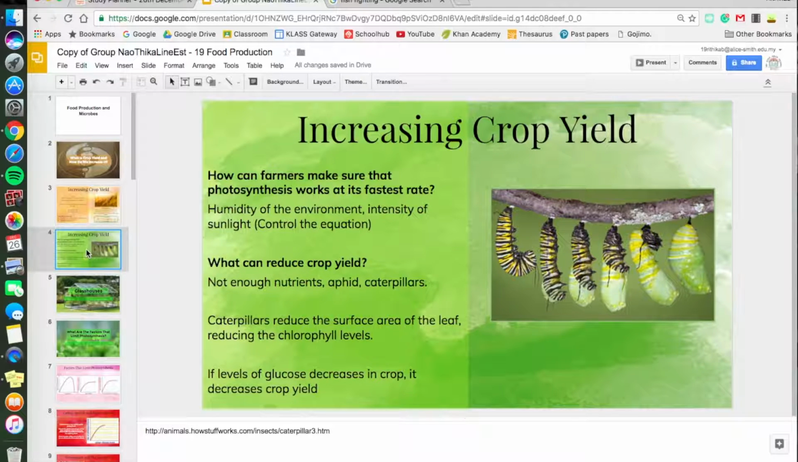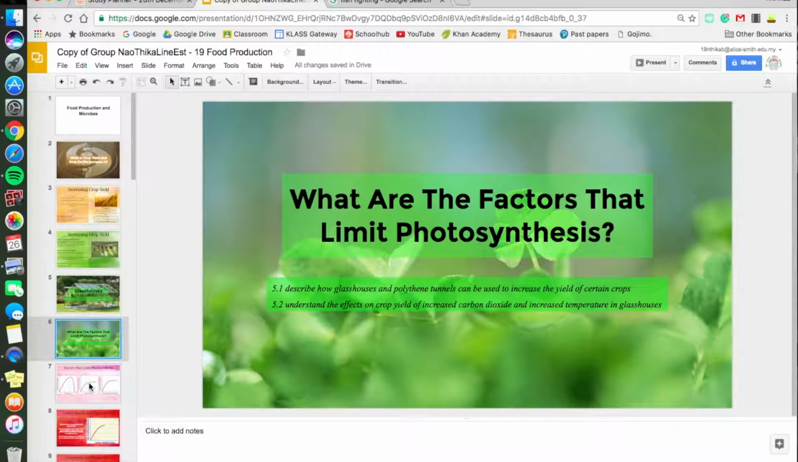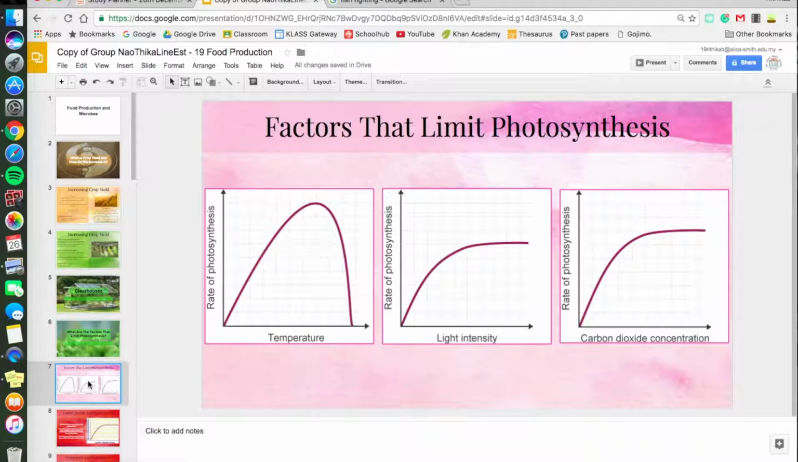But reducing crop yield might be because of a lack of nutrients in the soil, or because of pests such as weeds or caterpillars or insects like that. The thing with caterpillars is they eat the leaves and therefore reduce the surface area of the leaf. Because of that, it reduces the rate of photosynthesis in the leaf, therefore reducing the crop yield. The factors that limit photosynthesis are temperature, light intensity, and carbon dioxide concentration.